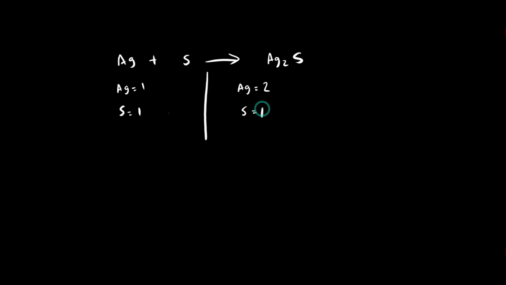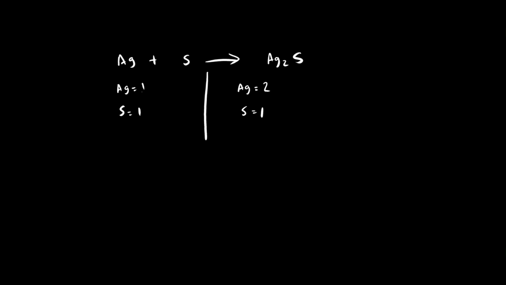Silver reacts with sulfur to produce silver sulfide. So on the left hand side we have 1 silver and on the right 2 silver. On the left hand side we have 1 sulfur and 1 sulfur on the right. So the sulfurs are balanced, there's no issue there, but we need to balance the silver.